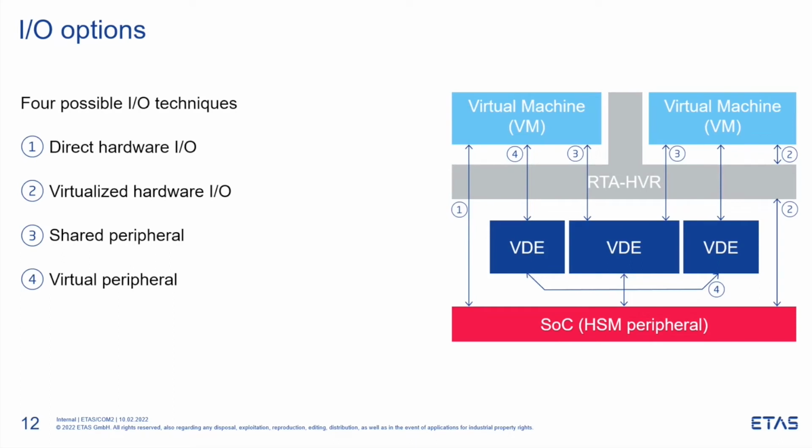Now, I've mentioned a little bit about I/O. In general, there are 4 main ways that we can conduct I/O in a hypervisor type environment. The first one is, frankly, the best if it's possible to do. If it's possible to map the memory containing the I/O you want to access to the virtual machine using the MPU, then that means you can perform direct hardware I/O.